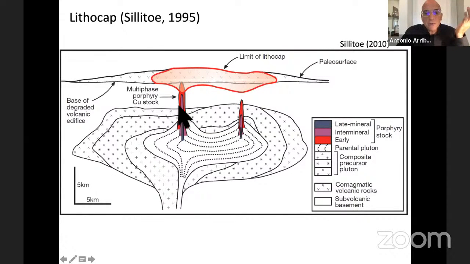And that is what is happening today. Today we are drilling, for example, the Oyu Tolgoi deposit and many others. Today people are drilling through hundreds of meters of lithocap alteration to find a deposit below. So fertile, yes. Guaranteed an ore body, nothing is guaranteed.